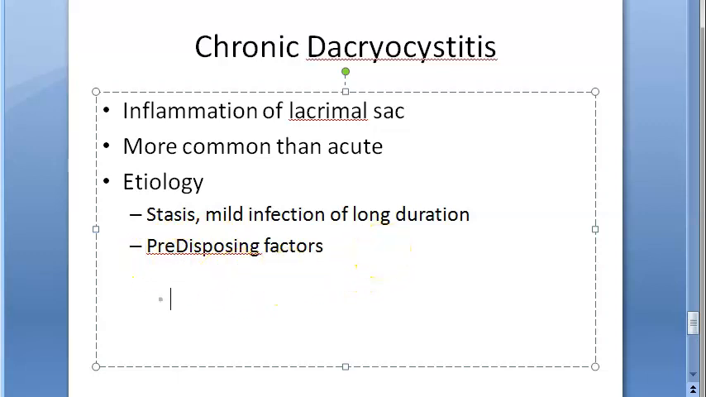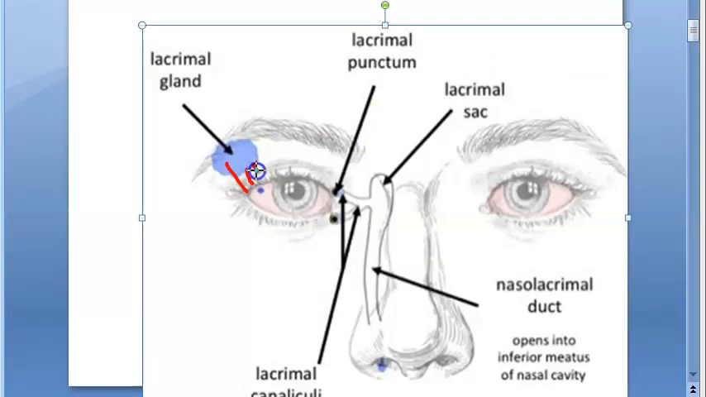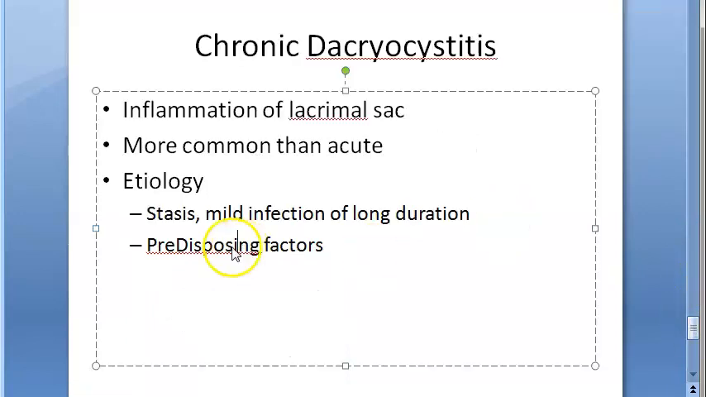Now let us move on to the factors responsible for stasis of tears in lacrimal sac. So why are the tears not moving out? In this lacrimal apparatus, the tears come from the lacrimal gland, and then via the puncta they enter the canaliculi, and from there they enter the lacrimal sac and drain out through the nasolacrimal duct, right? This is what the normal is. But for some reason, these tears undergo stasis here in the lacrimal sac, because of which chronic dacryocystitis can happen, right? So you're understanding.